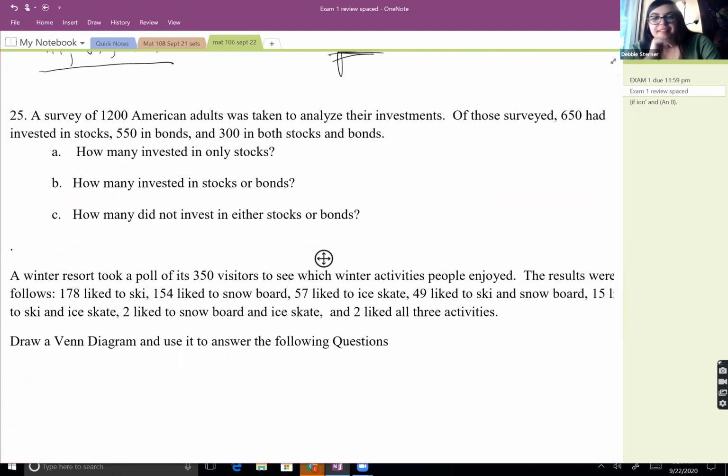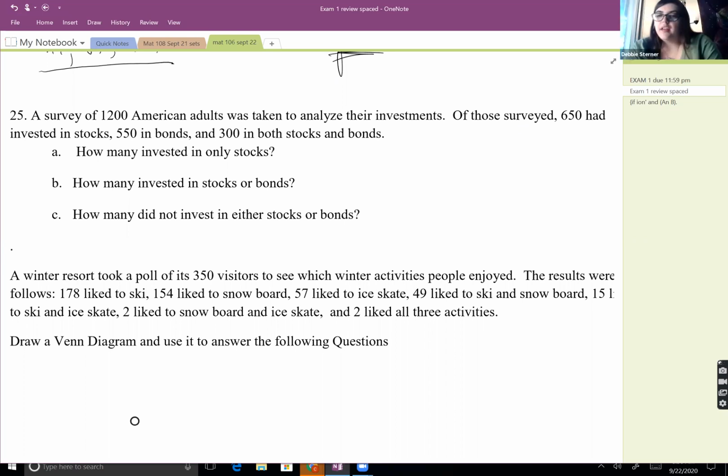Okay, question 25 says, a survey of 1,200 American adults was taken to analyze their investments. Of those surveyed, 650 invested in stocks, 550 in bonds, 300 in both. How many invested in only stocks? How many invested in stocks or bonds? How many did not invest in either? What would you guys do to answer this?